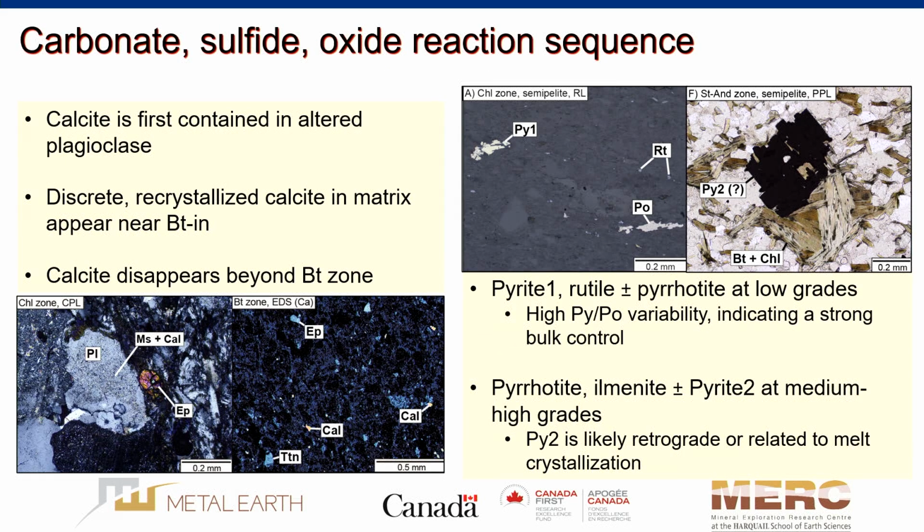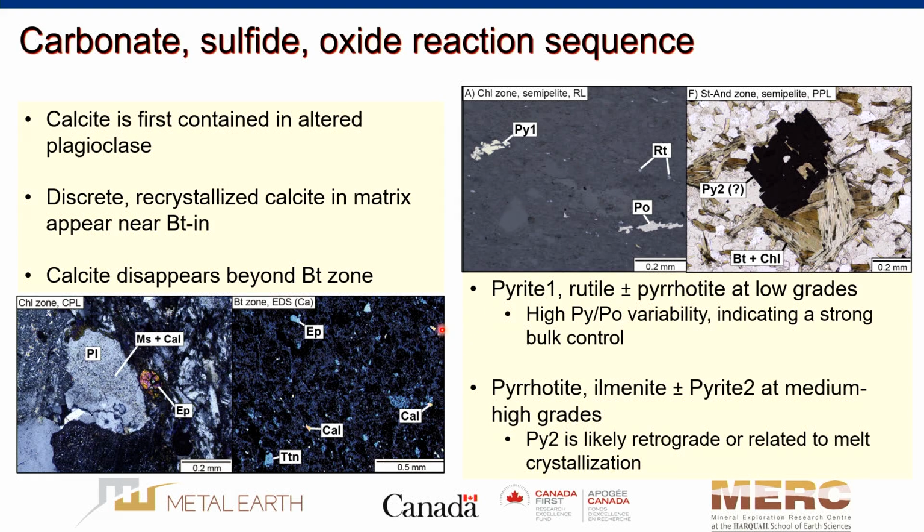The carbonates and sulfides and oxides were a bit more interesting, I think. You get calcite that's first contained within altered plagioclase clasts. Once you increase grade a little bit, these calcites become discrete grains in the matrix, and then increase grade a little bit more, and you just lose all the calcite in the rock. We didn't identify any graphite either.